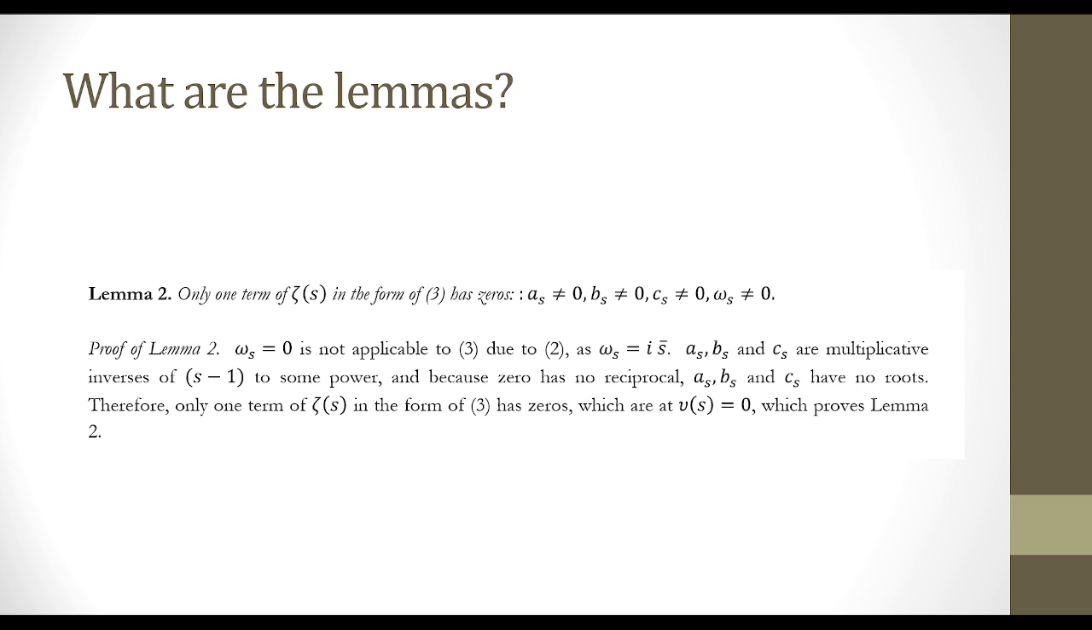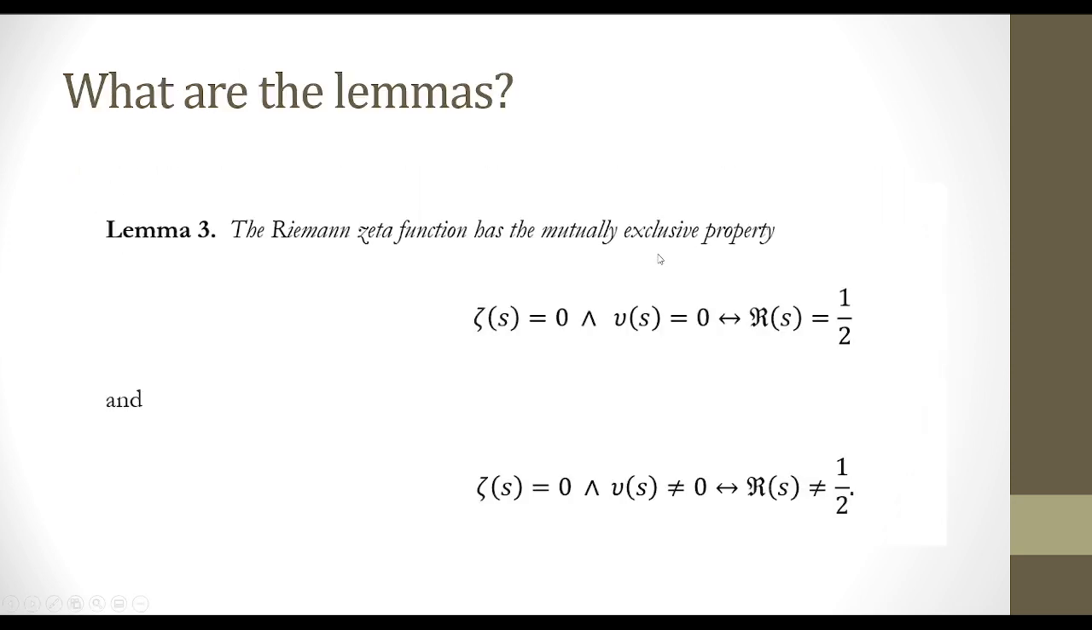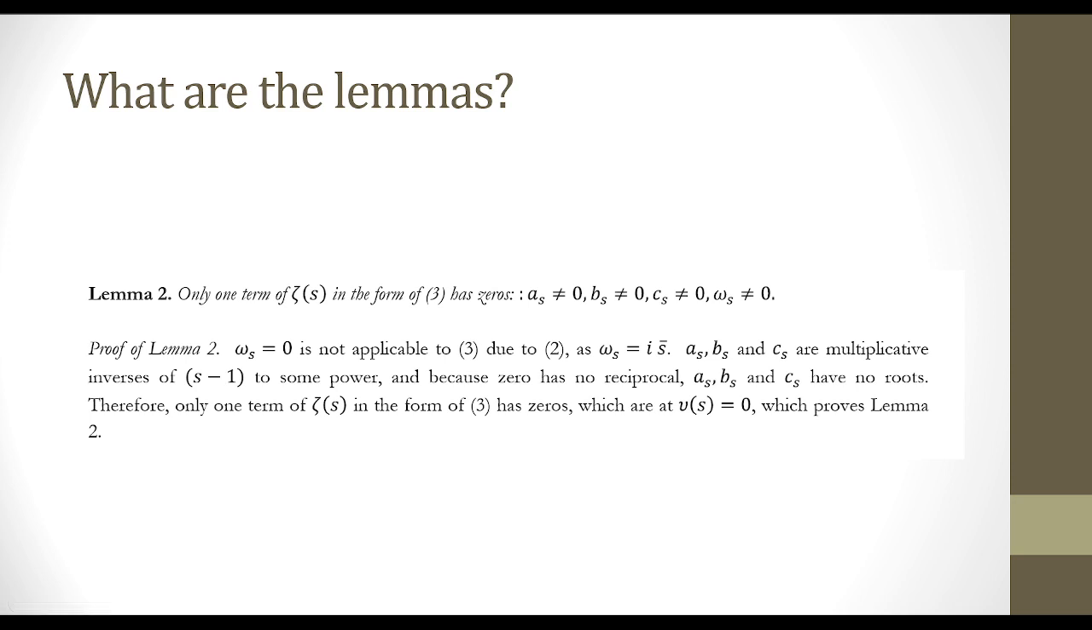Let's do lemma 2. Only one term of the zeta function in the form of 3, which is the oscillator form, has zeros. So if we didn't prove this, then it means that one of these terms could be equal to 0. If it could be 0, then there's more than just 2 types of zeros. If there's more than 2 types of zeros, then that final result could be argued. There could be a counterexample. There could be 50 types of solutions, and one of those could be a counterargument to the solution being argued here.